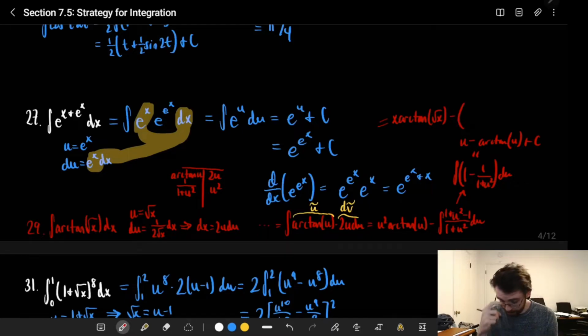And so you get minus, plug back in for u in both of these places. u is square root of x. Minus arctan square root x. Put the plus c out here. That should be your final answer. Okay. On to 31.